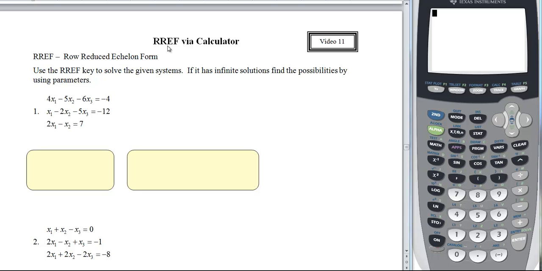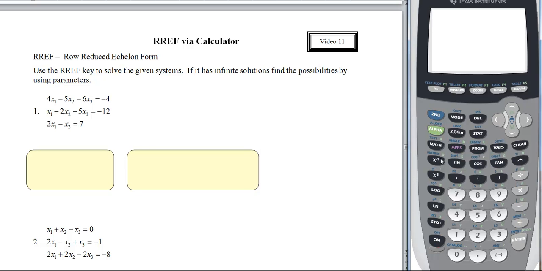This is the rref, which stands for row reduced echelon form, but via the calculator. Now we're going to use this particular key to solve the given systems, and if it has an infinite solution, find the possibilities by using a parameter. Remember, that's the one where we let the very last variable equal t, or a letter of your choice. So the first thing I need you to do is put this in your calculator.